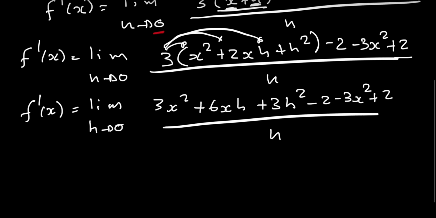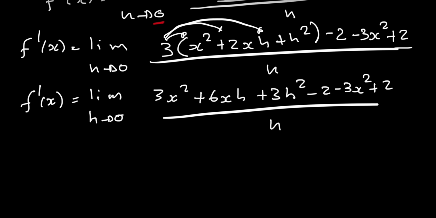You will notice something special is going to happen. Everything that does not have h at the top is going to cancel out. For example, 3x squared is going to cancel out with the negative 3x squared. And then the negative 2 will cancel out with the positive 2. And then at the top, you are going to be left with things that only have what? That only have h in them.